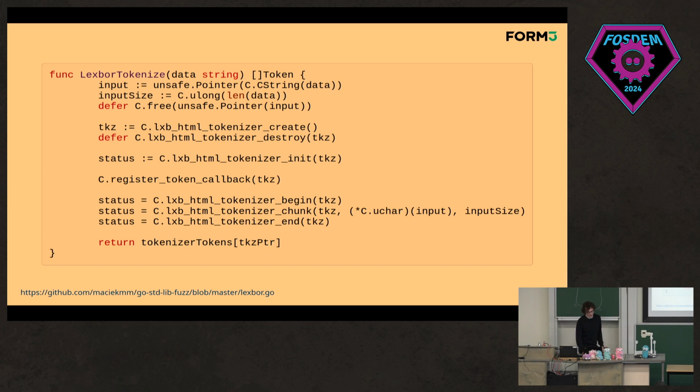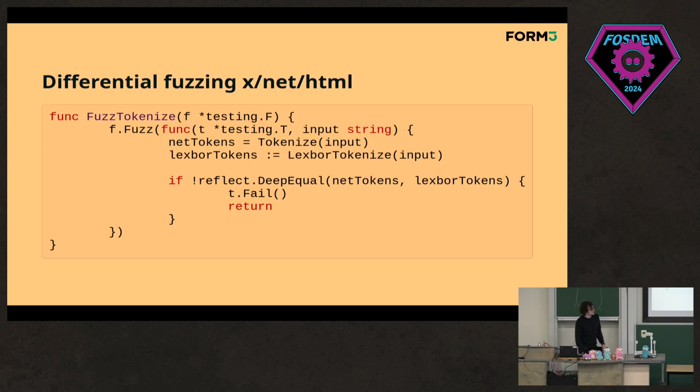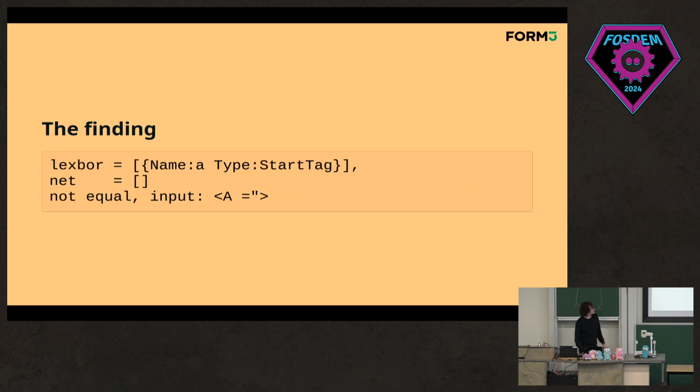So don't look at this slide, really. It's basically implementing the tokenize function that we implemented using the Net HTML tokenizer, but using Lexbor. It's actually a lot more complicated than that, but it will be good for our tests. So we call tokenize and Lexbor tokenize and do some equality checks, and if they fail, we fail the test. And it found something.